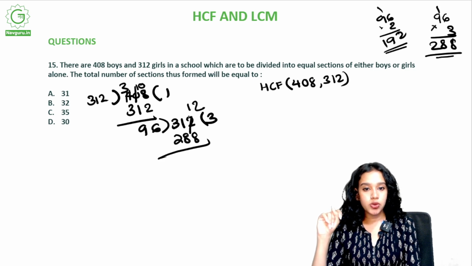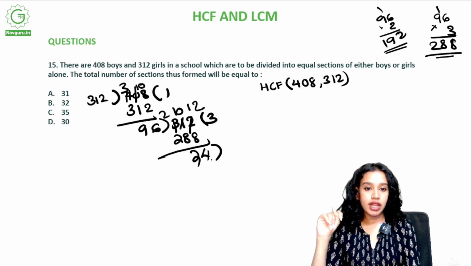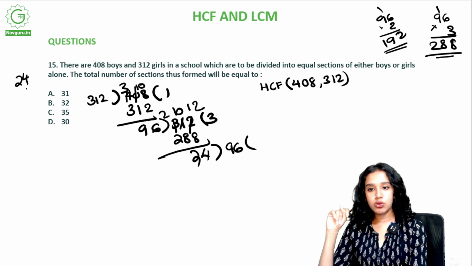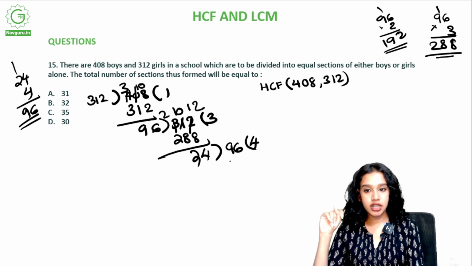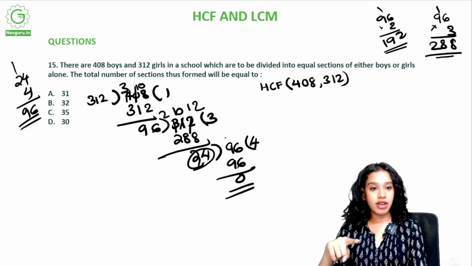So this would be 12, this would be 0. This becomes 4, this is 10 and 2. So 10 minus 8 is 24. Now we have 24 and we take the 96 inside. So what is 24 into 4? 4 4 is 16, 4 2 is 8 and 9. So we have 4 here and we get 96 and 0. So what is the highest common factor? This is equal to 24.